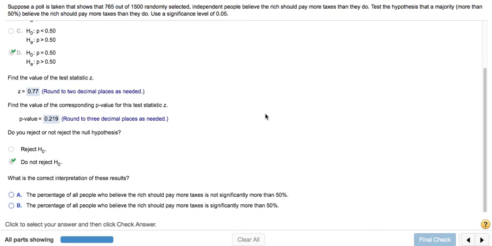And what is the correct interpretation of these results? So we have 2 options. Looks like A is the correct choice. The percentage of all people who believe the rich should pay more taxes is not significantly more than 50%.